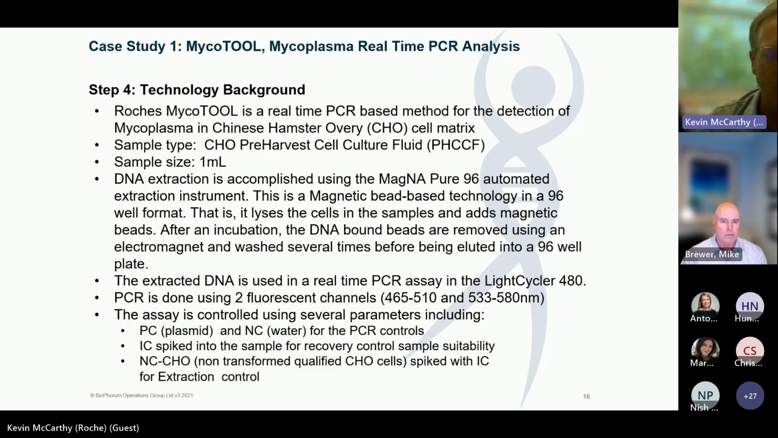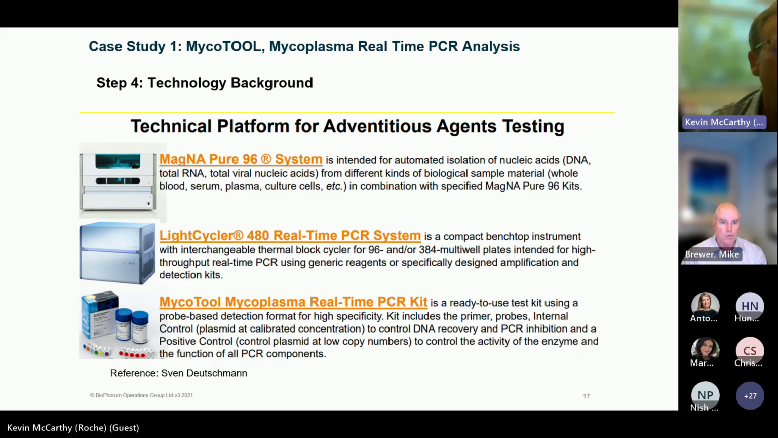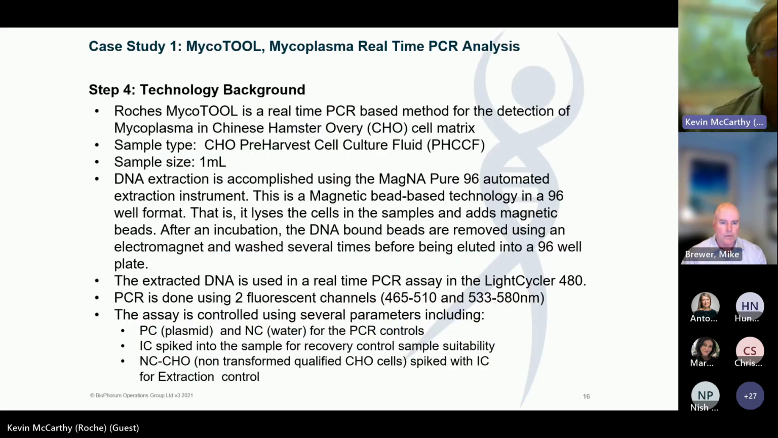The first section of the method is the DNA extraction, which is accomplished on an automated Mycopure 96 extraction instrument from Roche. This is a magnetic bead-based technology in a 96-well format. The extracted DNA is used in a real-time PCR assay that's run on a LightCycler 480, again from Roche. The PCR is done using 2 fluorescent channels that maximize the ability to detect different signals.